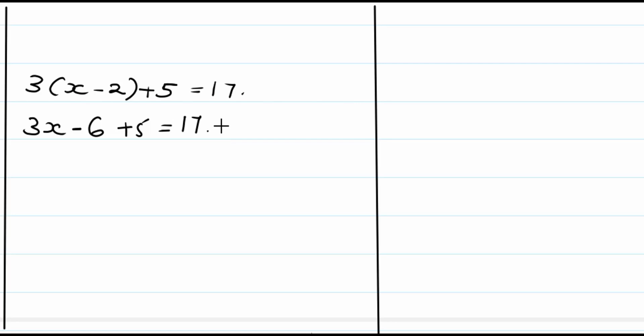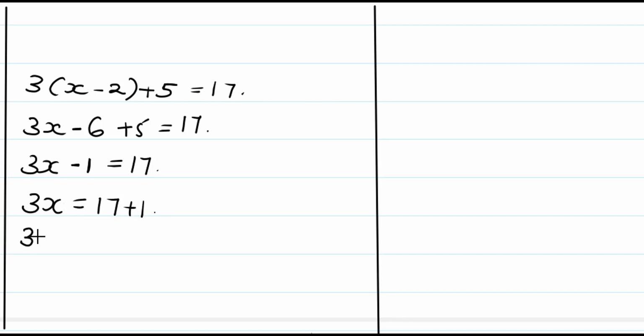And from there, we group the like terms together. But before we do so, you see we have negative 6 plus 5, which is negative 1. So we have 3x minus 1 equals 17. Then I take this 1 to the other side, and because here it was negative, on the other side of the equals sign it will be positive. So it will be 3x = 17 plus 1, which is 18.